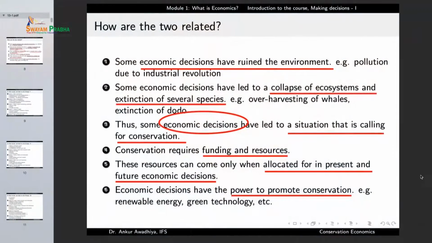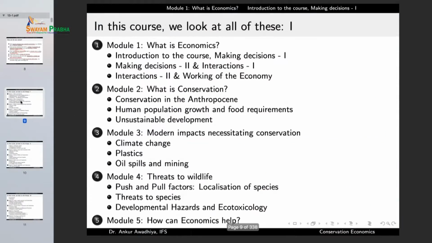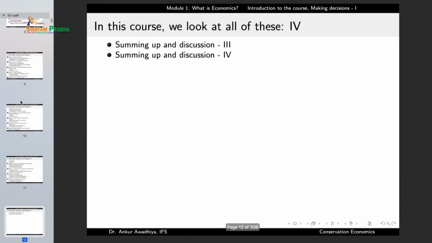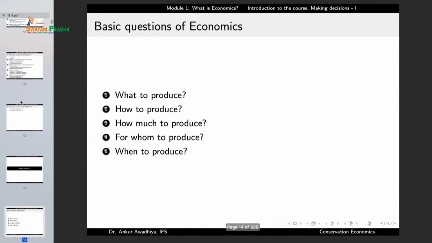If the conservationist talks in economic terms, then he will be more heard, he will be more understood by the society and by the decision makers. So, which is why it is very crucial to bring economics and conservation on the same page. Then we had a look at an overview of the course, followed by decision making.